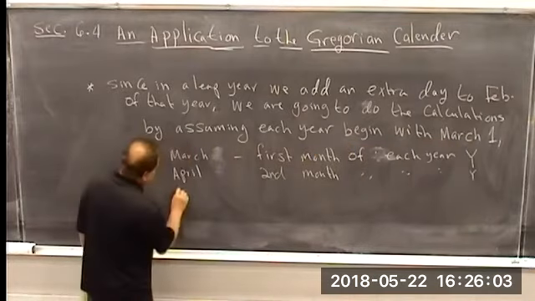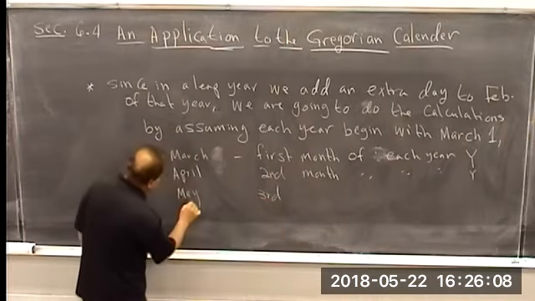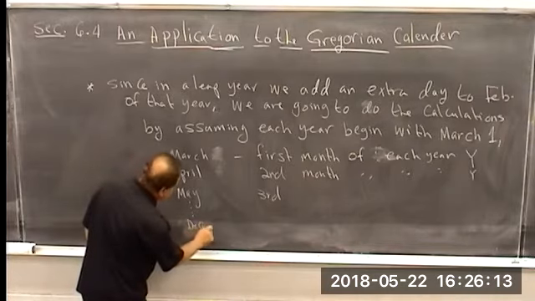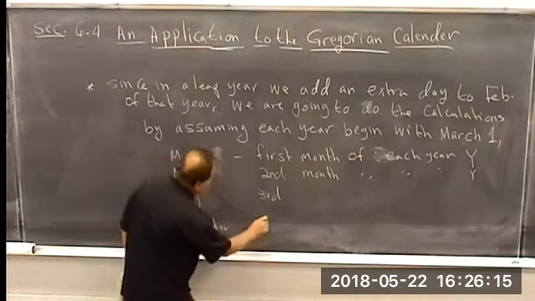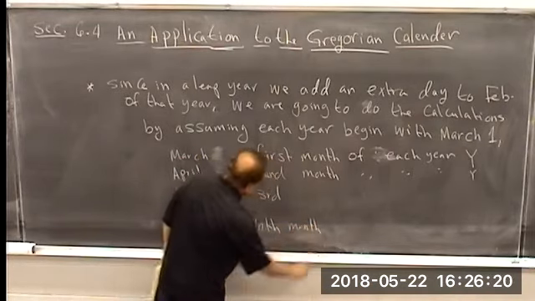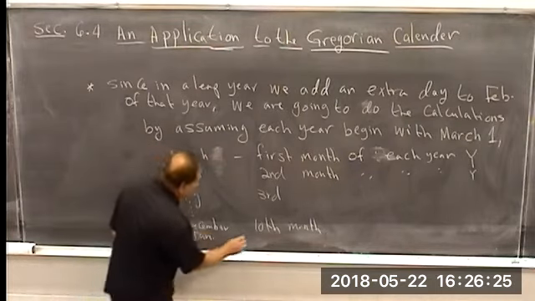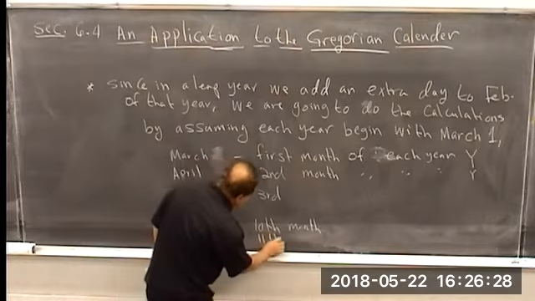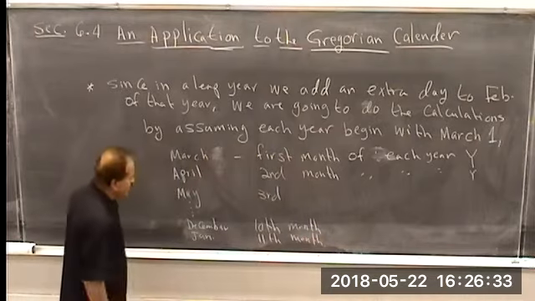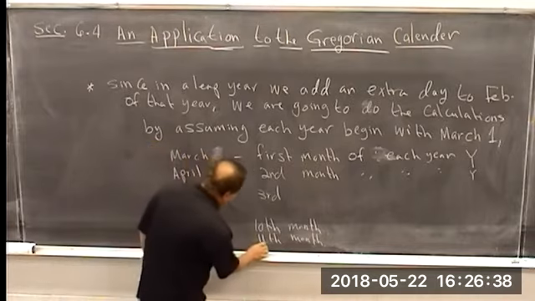We add one more in here. May is going to be the third month. And December is going to be the 10th month. And January is going to be the 11th month. And February is the 12th month.